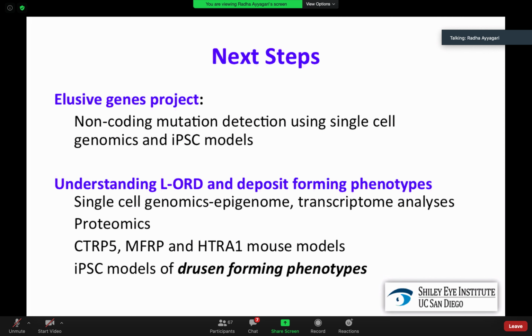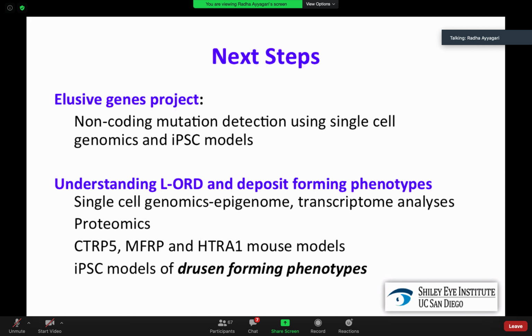So actually, thank you for the question. That's an interesting question. At this point, we are trying to establish the role of HTRA1 in LOD pathology using, as I mentioned, other mutations. That's the first thing we are doing. And we also have an HTRA1 mouse model and a CTRP5 mouse model.